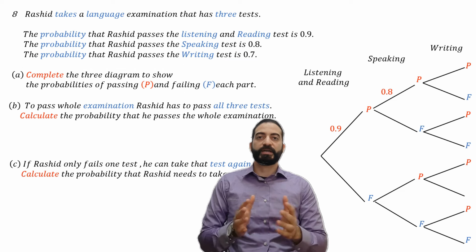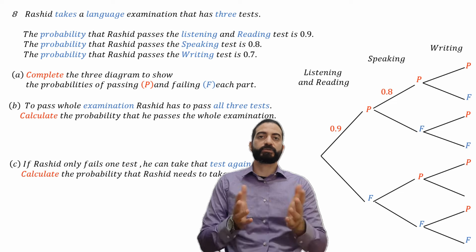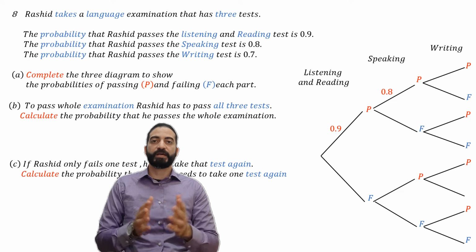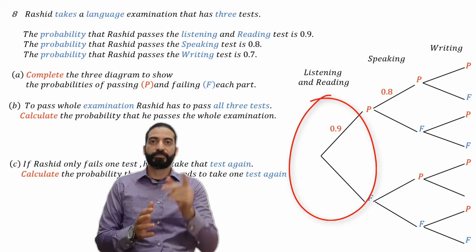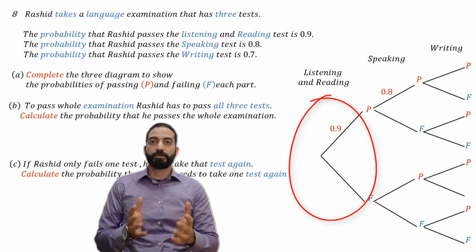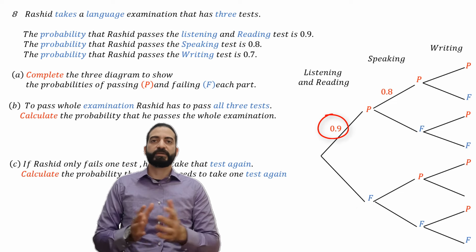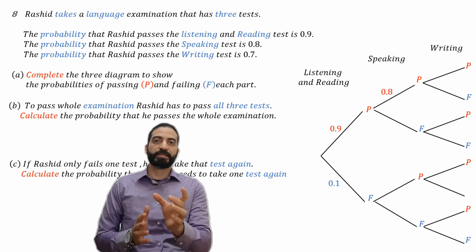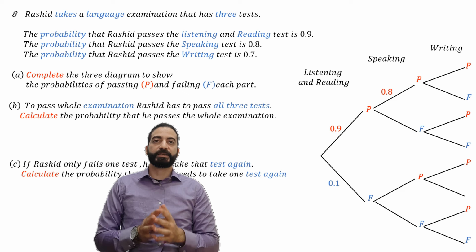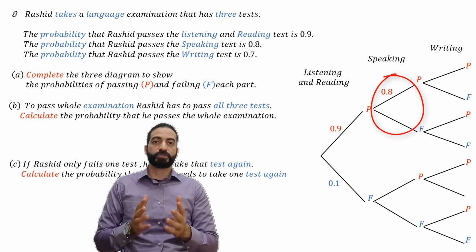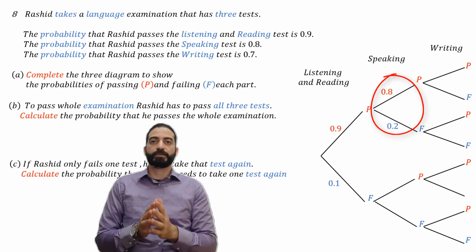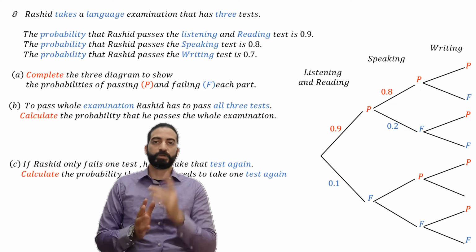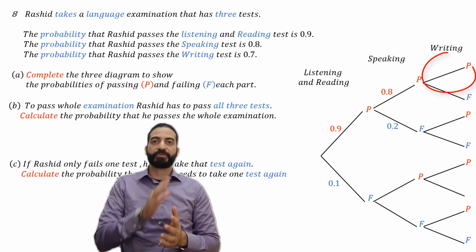Part A, complete the tree diagram to show the probabilities of passing P and failing F for each part. When we have this figure, the sum of our numbers must be 1. Here we have 0.9, which means we must have 0.1 because 0.9 plus 0.1 equals 1. The same thing here, we have 0.8, which means we have 0.2 here because 0.8 plus 0.2 equals 1. The same thing here.